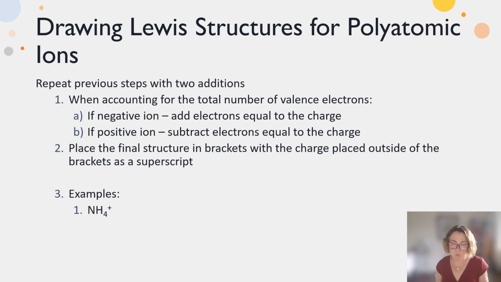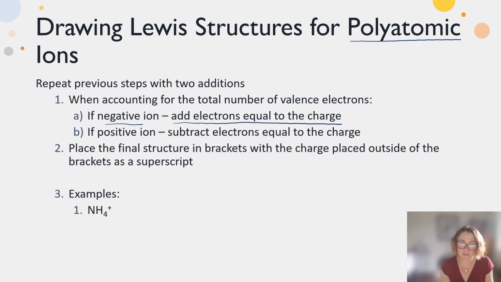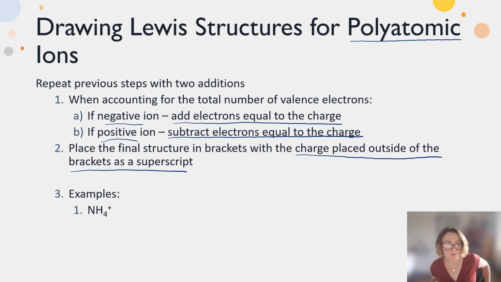So now we're going to talk about what to do if you are given a polyatomic ion. You want to follow all the steps that you were given previously, but there are 2 additional things that you are going to do. When you are accounting for the total number of valence electrons, if it is a negative ion, you are going to add electrons equal to the charge. If it is a positive ion, you are going to subtract electrons equal to the charge. And then the last thing is to place the final structure in brackets with the charge outside as a superscript.